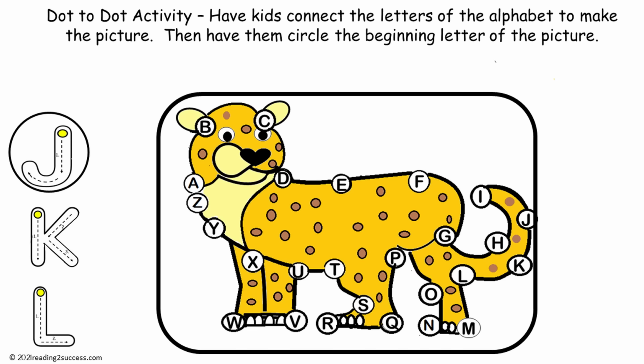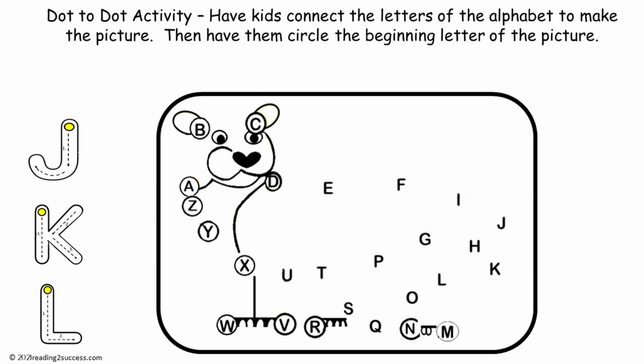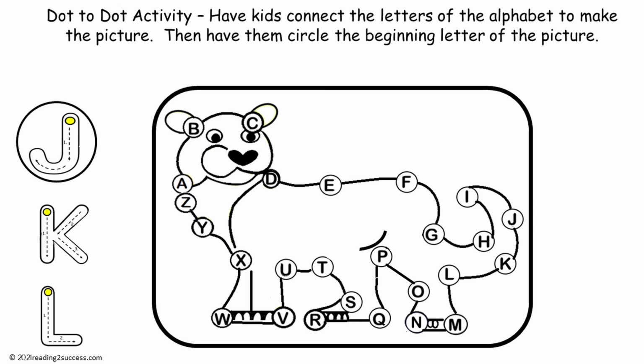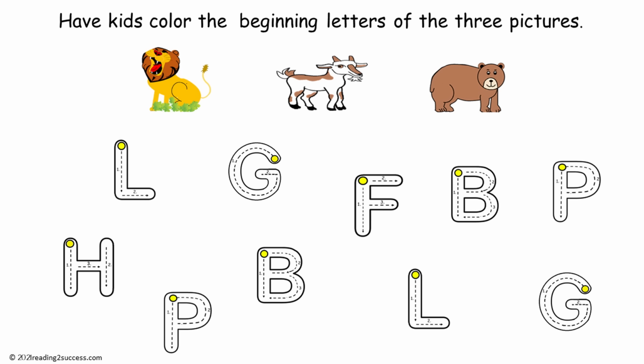Now have kids complete the dot-to-dot activity. Have kids connect the letters of the alphabet to make the picture. Then have them circle the beginning letter of the picture. This is the practice page for the dot-to-dot activity. This is a completed example of connecting the dots and circling the letter that the picture begins with. Now kids are ready to color it in. And now have kids color the beginning letters of the three pictures: lion, goat, and bear. And this is a completed example.